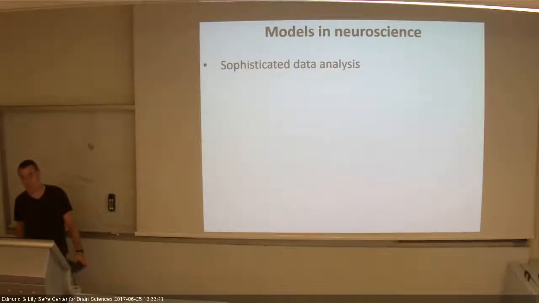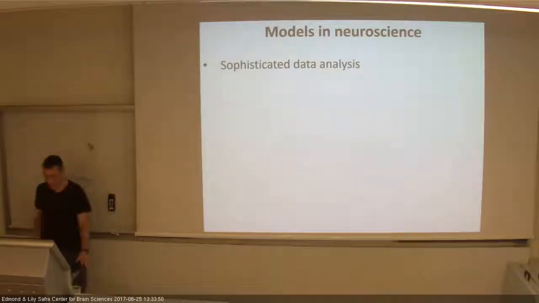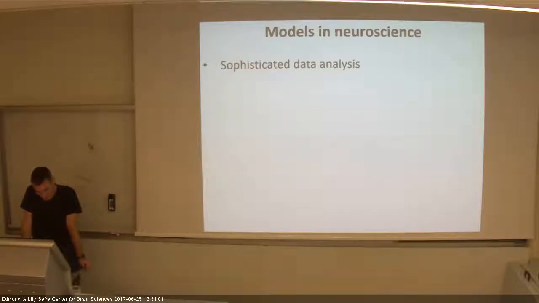So what's the use of mathematical models in neuroscience? People do neuroscience without mathematical modeling and have been doing it for, I don't know, half a century at least. People have been doing electrophysiology, measurements. So what is it that we gain from these mathematical models?